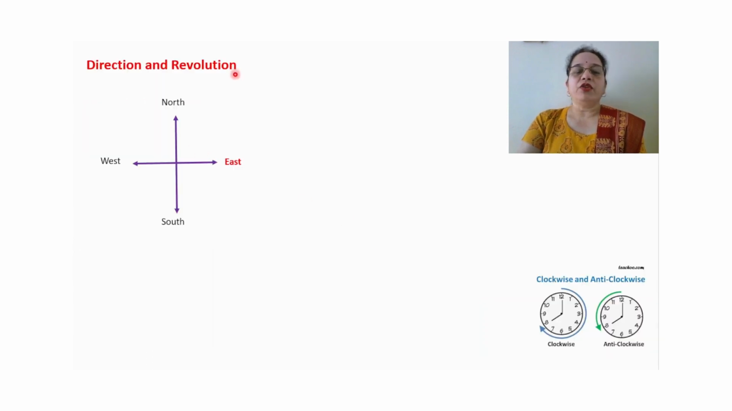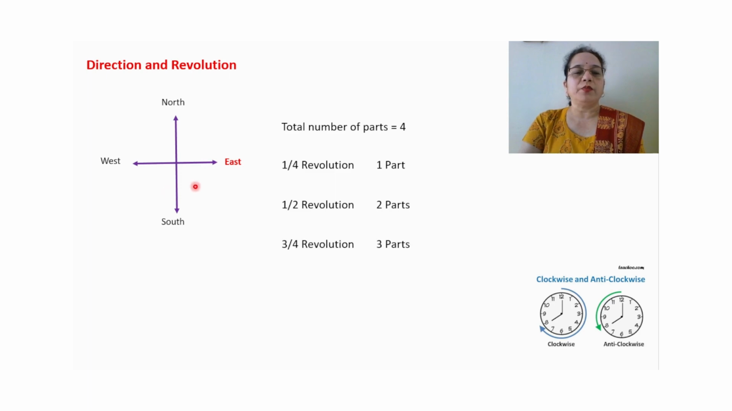Now the time for direction and revolution. We know we have basic 4 directions: east, west, north and south. Here also we will use the concept of clockwise or anti-clockwise. So the total number of parts are 4 here: 1, 2, 3 and 4. So for 1/4 rotation, it means this is only one part. If we take half of the rotation, from here to here, so 2 parts will be there. 3/4 revolution, so we will come to this position, so 1, 2 and 3 parts will be there. So for directions we have 4 parts and for a clock we have 12 parts. So before solving any question, we need to think whether the question is regarding directions or regarding a clock.